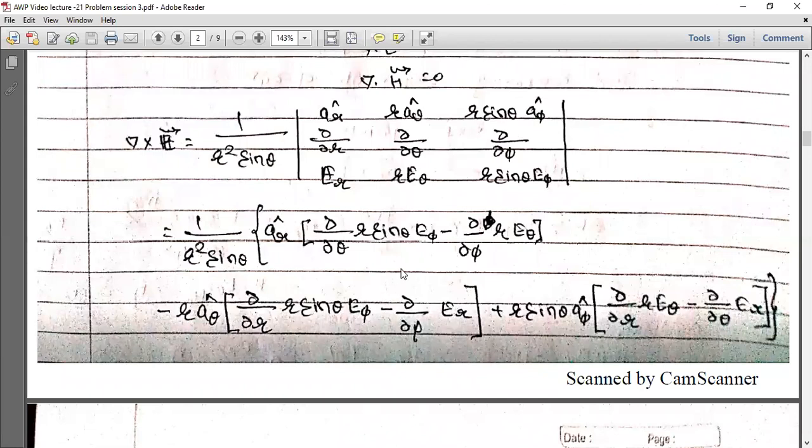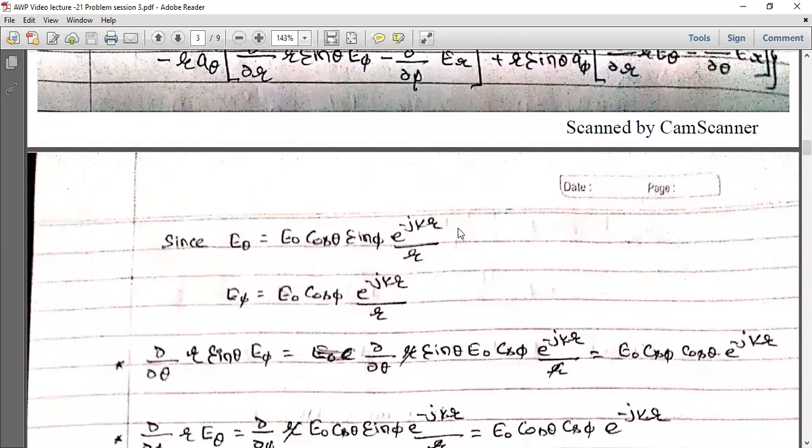We are not concerned with del by del phi of E r and del by del theta of E r. We have to find the four terms, using the usual expression. I have written these things here. The theta component is given by E0 cos theta sine phi e to the power minus j k r upon r, and E phi is given by E0 cos phi e to the power minus j k r upon r.